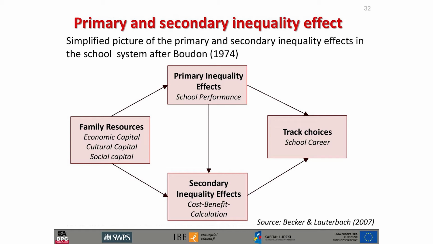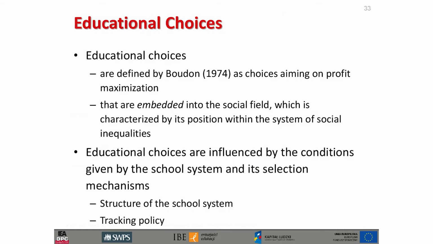So this is related to the rational choice theory, where families consider their own capacities to support children and to invest. They consider the school performance of children in terms of achievement as a risk factor, because of course when a child is better achieving, has higher abilities, the risk of being non-successful is lower. And this ends up in secondary inequality effects that influence the track choices of parents. So educational choices are defined by Boudon as choices aiming at profit maximization that are embedded into the social field. This is this add-on of the sociological theories, which is characterized by its position within the system of social inequalities.